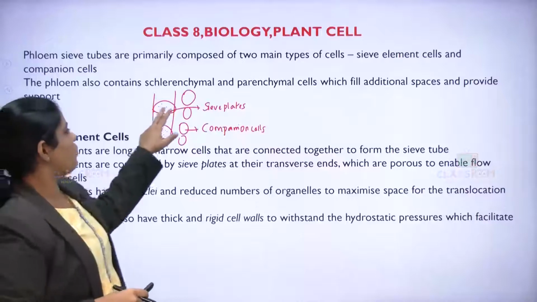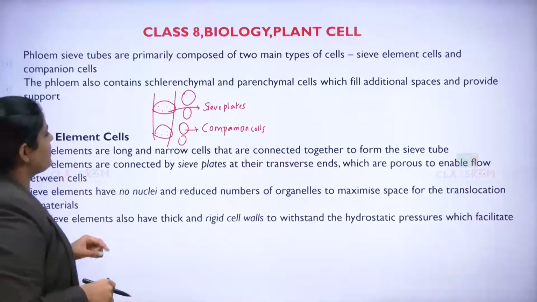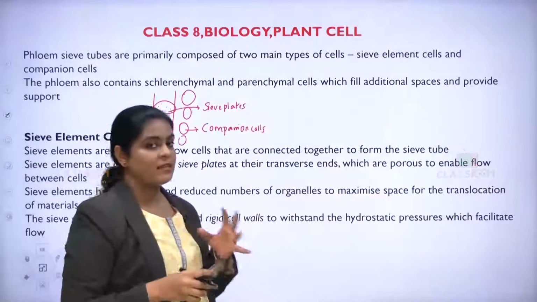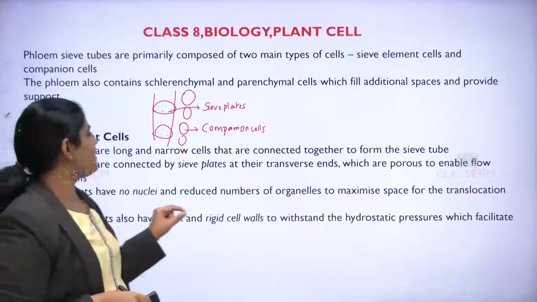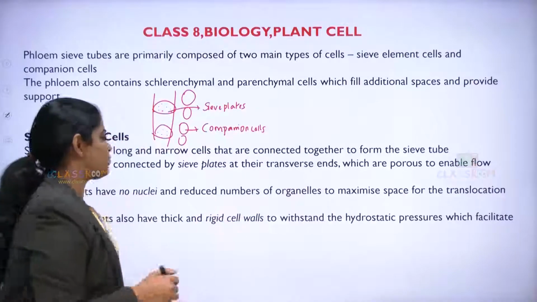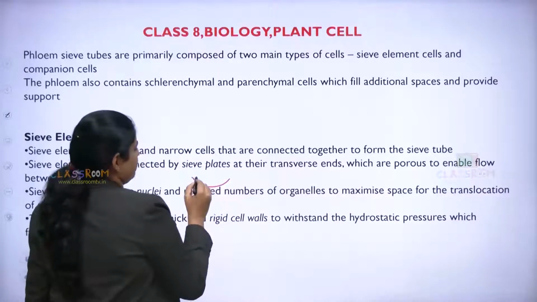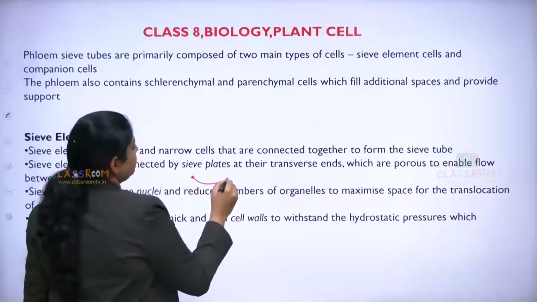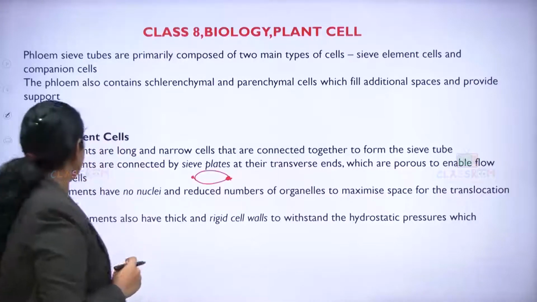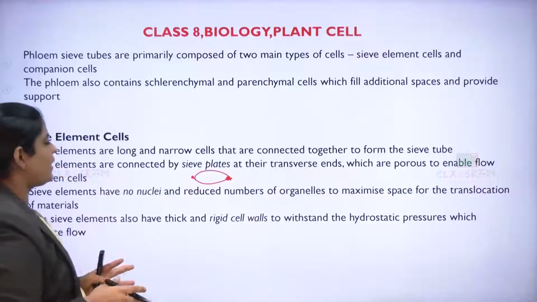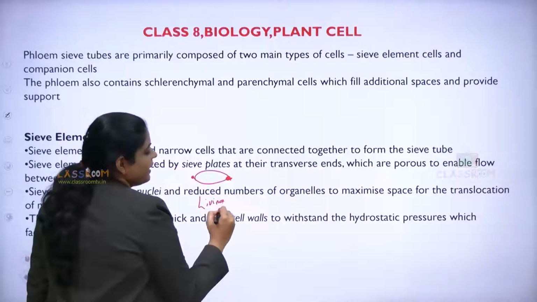Sieve element cells. Now, we are going to talk about sieve cells first and then companion cells. Sieve elements are long and narrow cells that are connected to each other to form a sieve tube. Sieve elements are connected by sieve plates at the end of their transverse ends. So, if this is sieve element, this is the sieve plate. Sieve elements have no nuclei, so they are living but they need support.